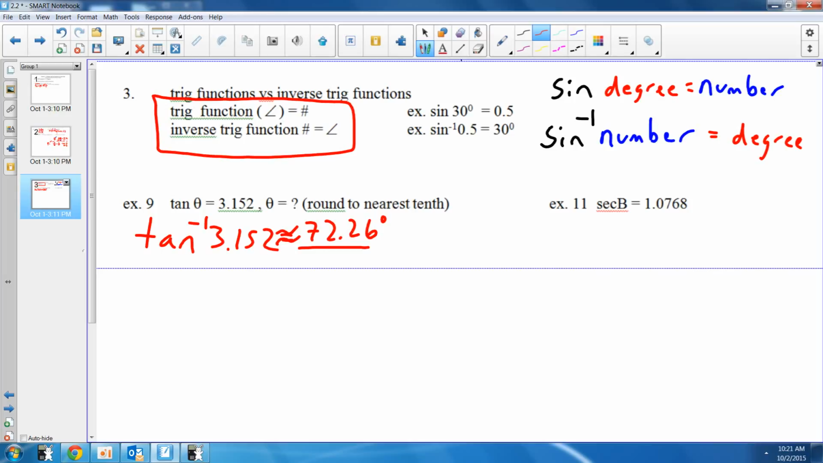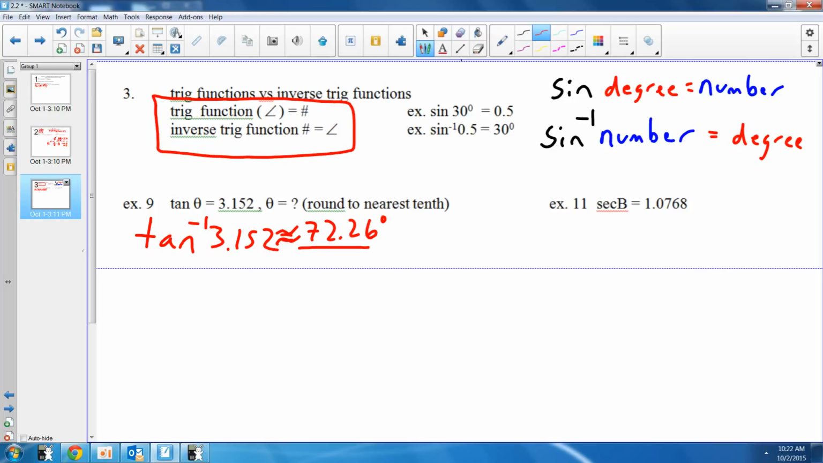Because it requires a couple more steps. Again, one step at a time, and then you get your answer. Secant B equals 1.0768. Solve for B, which is an angle. I can't just switch it around at the beginning because I don't have a secant inverse button. I have to go through, change it to cosine, solve for cosine, and then do the inverse after that. So it requires some steps here.